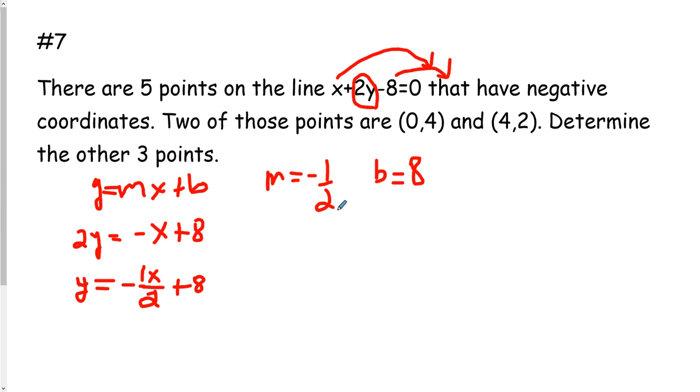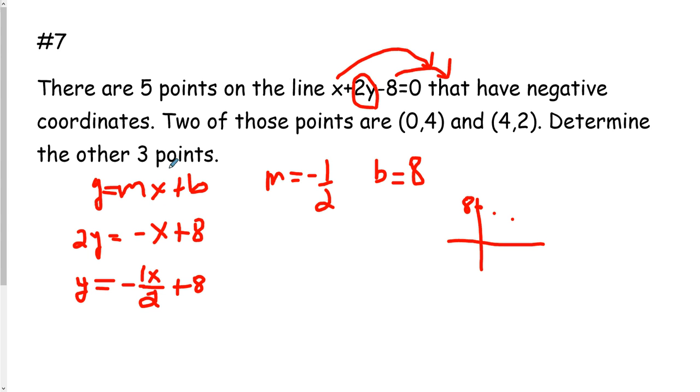So get some graph paper, or just make a sketch in your book and graph this as neat as you can. Start with the y-intercept of 8, and then from that point, I'll make a little sketch. So y-intercept of 8, right? And then from there, you're going to go down 1 over to the right 2. Down 1 over to the right 2, something like that. You need graph paper to get a more accurate sketch.